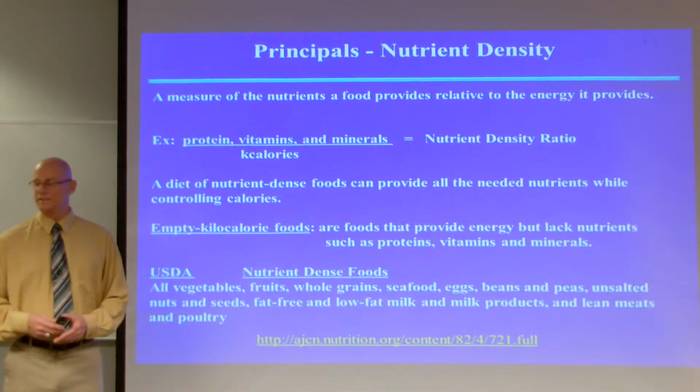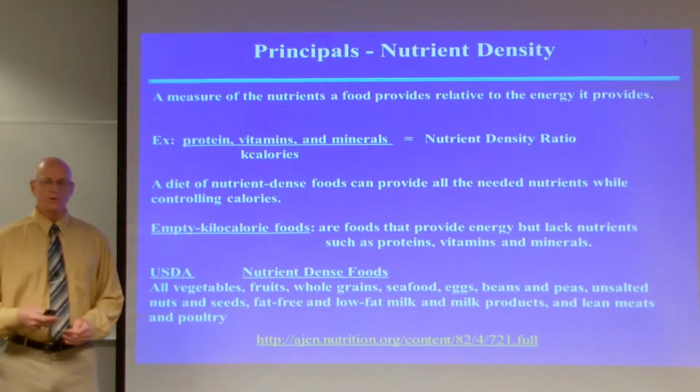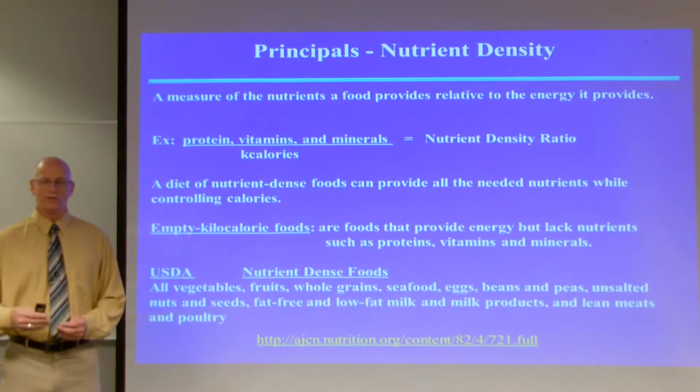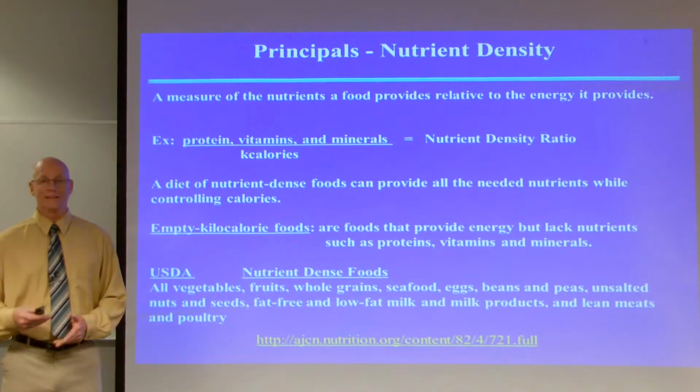Nutrient density. Nutrient density is a measure of the nutrients a food provides relative to the energy it provides. So we're looking at proteins, vitamins, and minerals as it is related to the amount of calories that food has. You want more proteins, vitamins, and minerals in relationship to the amount of calories it has, and that will give you a nutrient density ratio. A high ratio will give you a high nutrient density, and a low ratio will give you a food that provides more calories than it does the nutrients that we're looking at. So a diet of nutrient-dense foods can provide all the needed nutrients while controlling the calories.